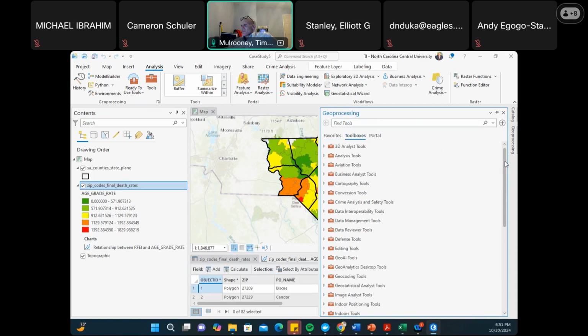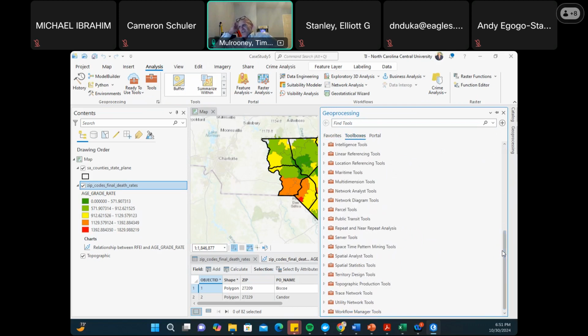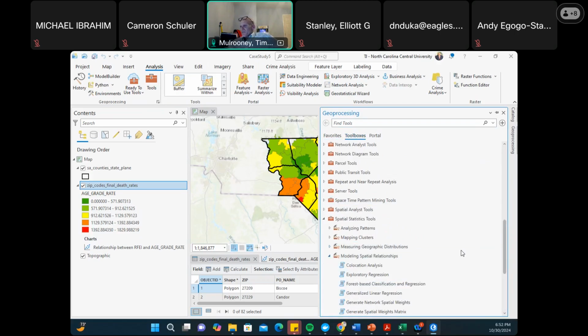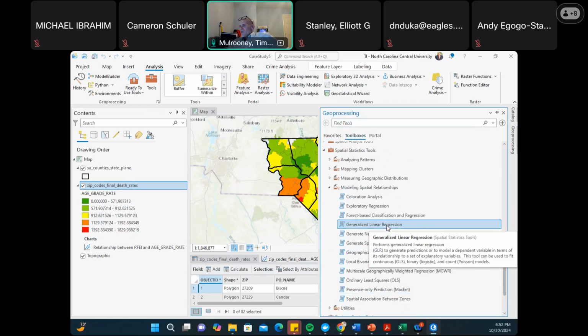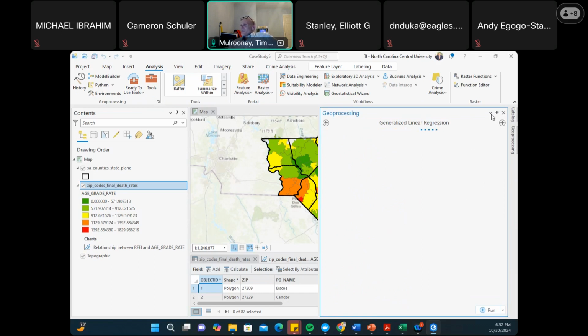But I'm going to go to my toolboxes just because I like taking a tour through my tools and looking at all the things that I don't know. Most things I don't really care to know. We got our spatial statistics. And even within these, we've got geographic distributions and modeling spatial relationships. Even with these, next week we're going to talk about GWR. There's always just brand new things coming. Generalized linear regression, these are some things we've talked about.